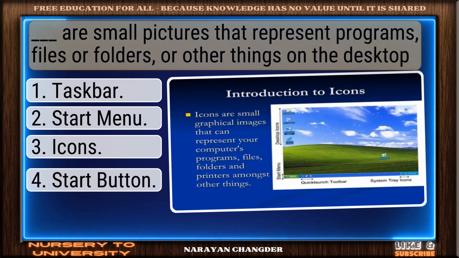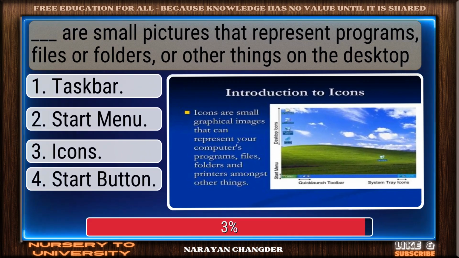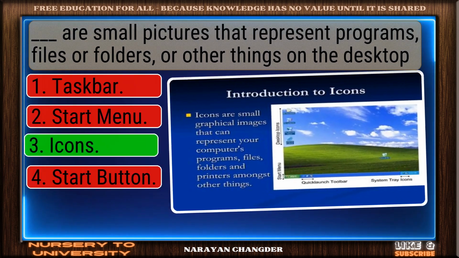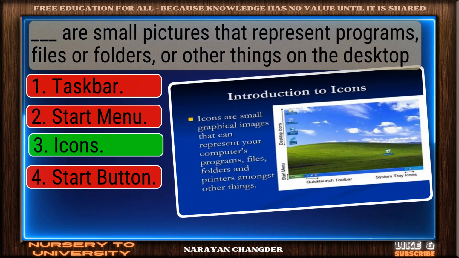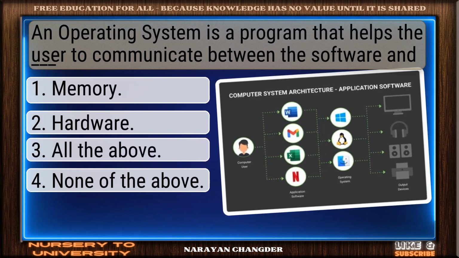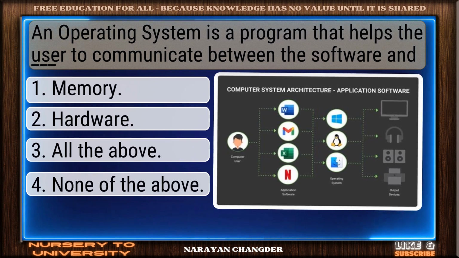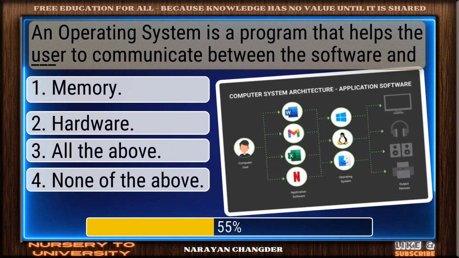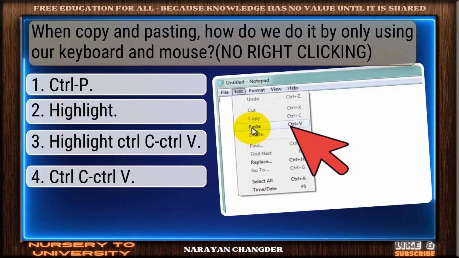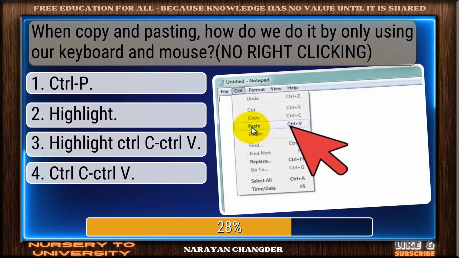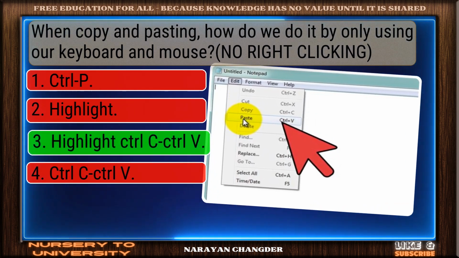Dash are small pictures that represent programs, files, or folders, or other things on the desktop. Clear logic. Your choice, icons, is sound and 100% true. An operating system is a program that helps the user to communicate between the software and the dash hardware. Correct. Hardware is the right answer. When copy and pasting, how do we do it by only using our keyboard and mouse? Well picked. Highlight, Ctrl+C, Ctrl+V is the correct answer.